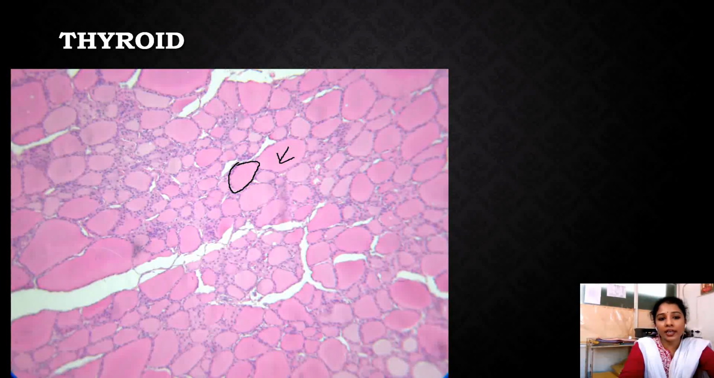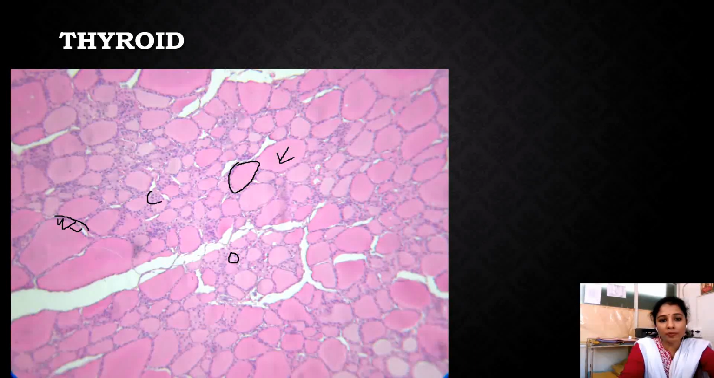And if you see the lining of the thyroid follicles, it is lined by simple cuboidal epithelium. So they are lined by the simple cuboidal epithelium. We can see the nuclei clearly lining the thyroid follicles. In between the follicles, we can see some cells present outside the follicles also.